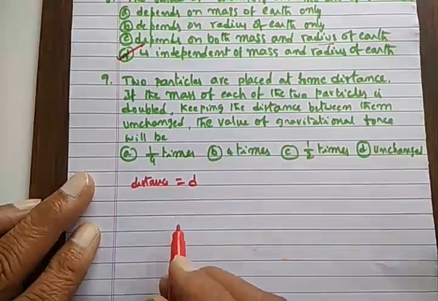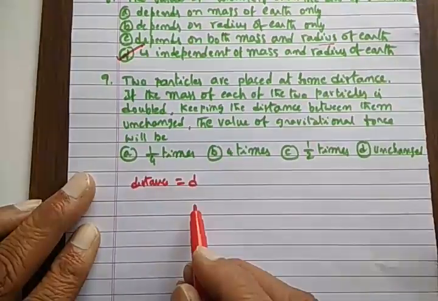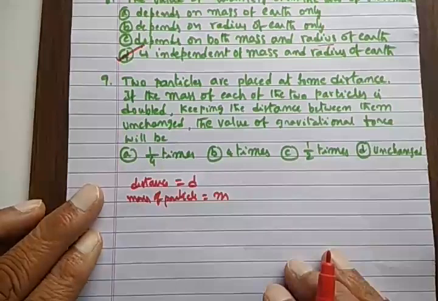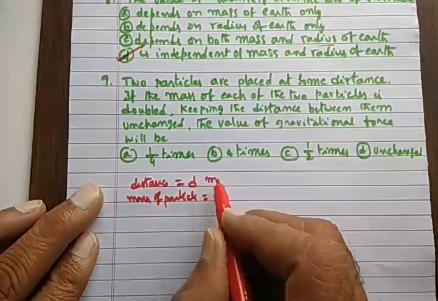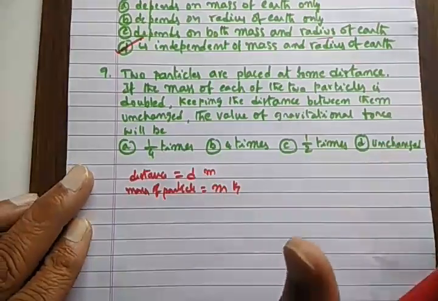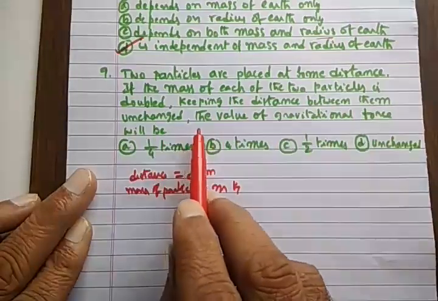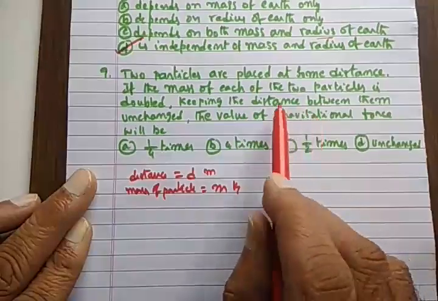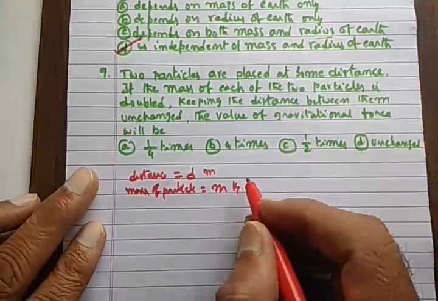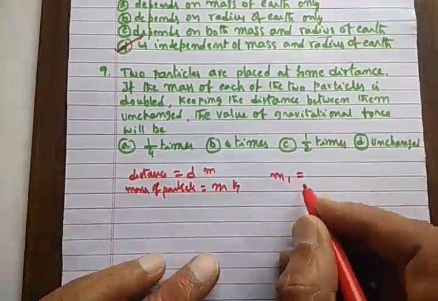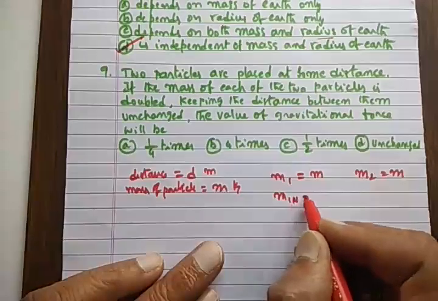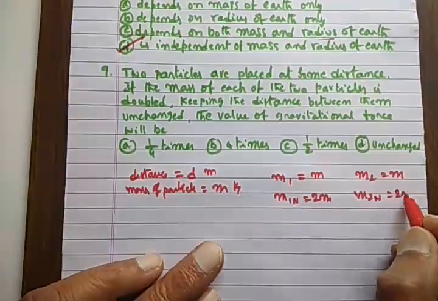Distance, we will assume it as d, and two particles. Both are particles, I'll consider them the same, so both are having mass of m kgs. This is meters, this is kg. Keeping the distance between them unchanged, keep this distance between them constant. The distance is the same and mass of each of these two particles is doubled. So m1 is initially m, m2 is m, m1 new value I doubled it, m2 new value doubled it.